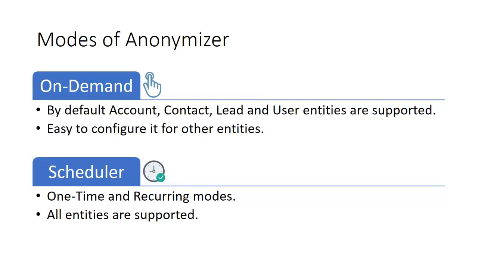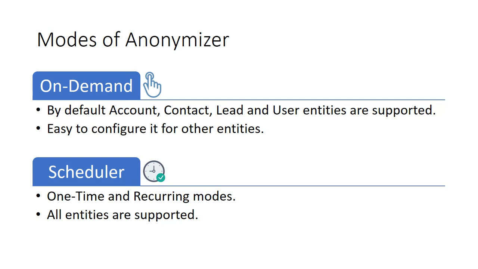There are two modes to anonymize personal data: On-demand and Scheduler. On-demand anonymizer is available to account, contact, lead and user entities. Admin can configure additional entities by creating a simple workflow. Scheduler Anonymizer supports one-time or recurring mode.